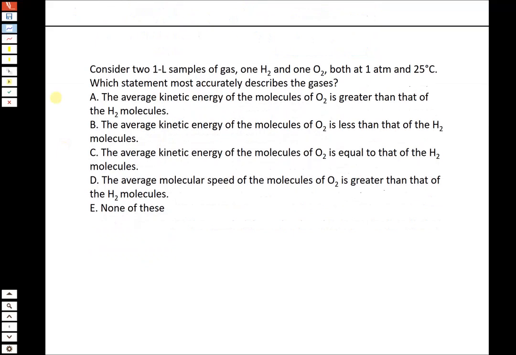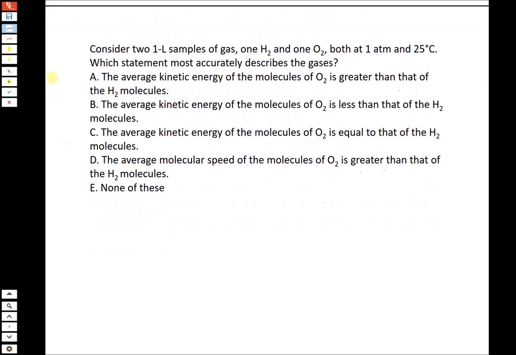Alright, the next few problems are conceptual, so we're going to transition into the other major topic, which was kinetic molecular theory, the behavior of gas atoms and gas molecules at the molecular level, at the microscopic scale, and how that relates to things like pressure and temperature. So the first problem deals with 2 different gases, hydrogen and oxygen, and they're both at the same pressure and temperature. We want to know which statement accurately describes the gases, and the answer choices are in terms of kinetic energy and molecular speed.